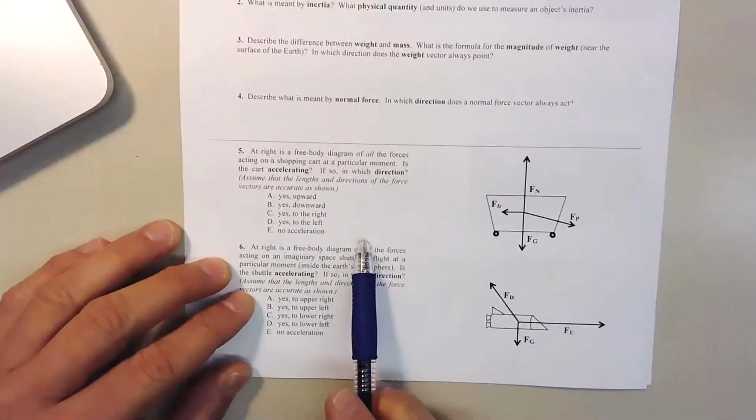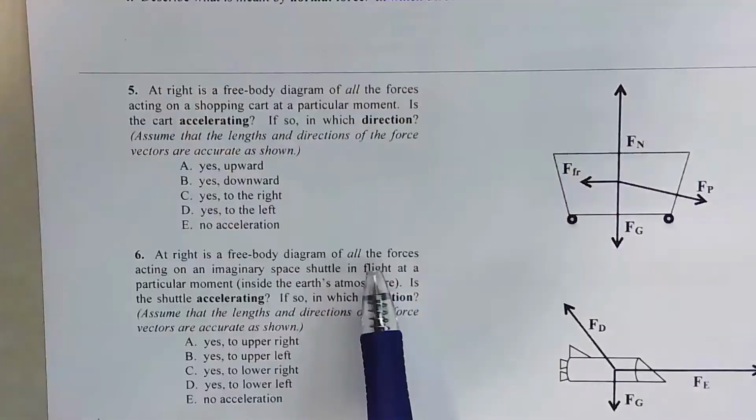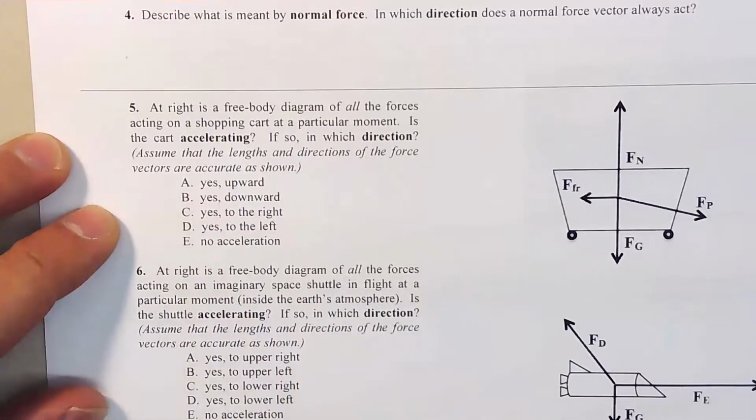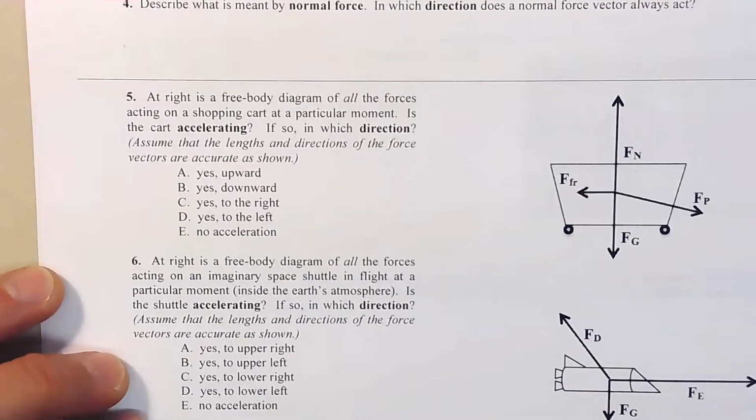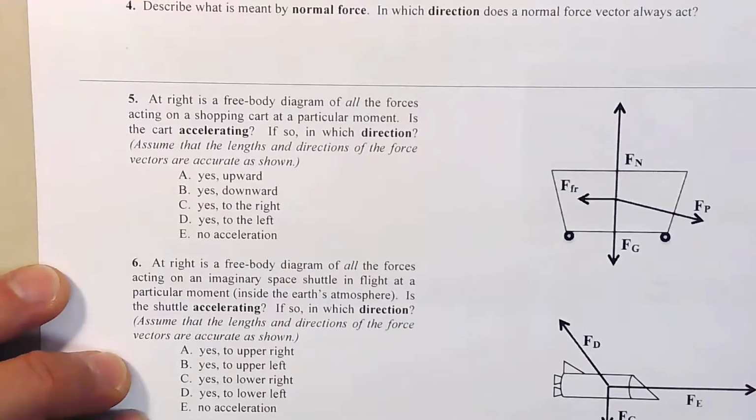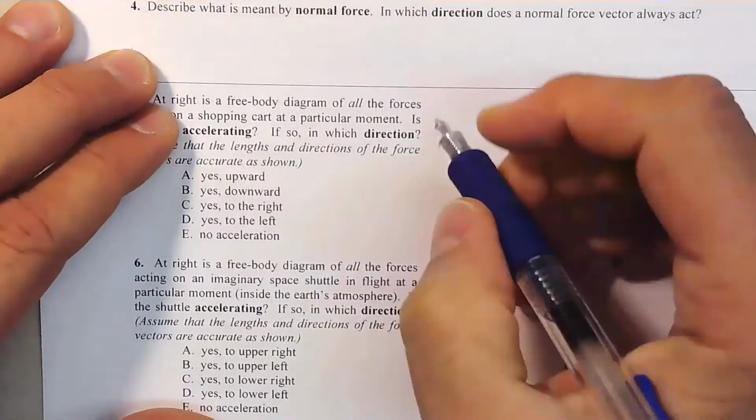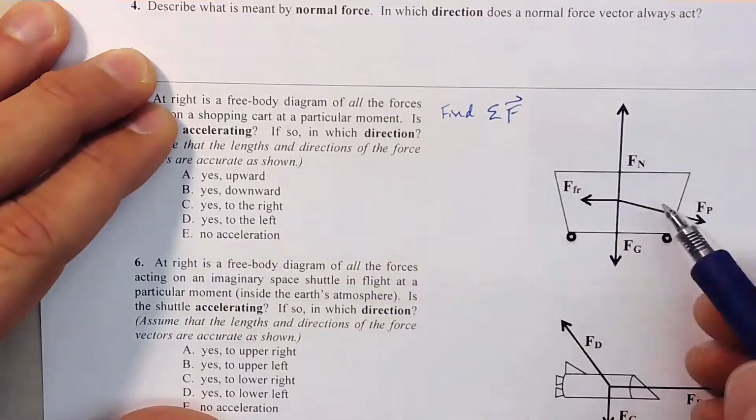So the question I have for you is, looking at all of the forces acting on the shopping cart, is it accelerating? And if so, in roughly which direction? Well, what does Newton's second law say? It says that if we find the sum of all of these vectors, so that's what I'm going to do. I'm going to find the sum of all of the vectors, of these 4 vectors.